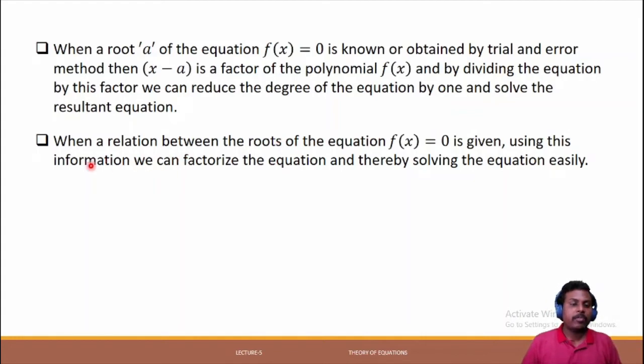Okay. And when a relation between the roots of the equation f of x equal to 0 is given, using this information, you can factorize the equation and therefore solve the equation easily. You know the relations between the roots and the coefficients, namely s1 is equal to alpha plus beta plus gamma, s2 is equal to alpha beta plus beta gamma plus gamma alpha, s3 is equal to alpha beta gamma. Now you will be given some relation between roots and the coefficients. Depending on that information, you can solve the polynomial equation.